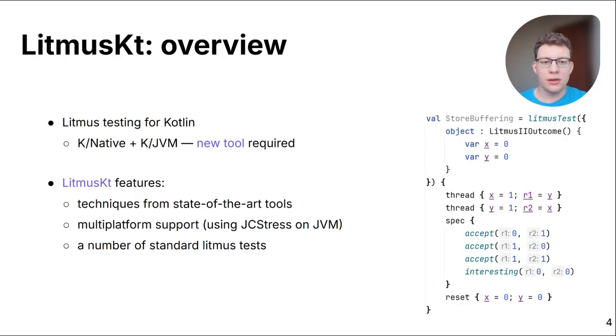On the right, you can see the same store buffering test written in the syntax of LitmusKt. I will provide some details in a moment, but for now, let me list the key features of the tool itself. First, it uses the techniques from other state-of-the-art litmus testing tools like JCStress for improved efficiency. Then LitmusKt supports both JVM and native Kotlin, allowing to compare results from different platforms. And finally, LitmusKt comes with a set of classic litmus tests. And now I'm going to use this test in order to demonstrate LitmusKt in practice.